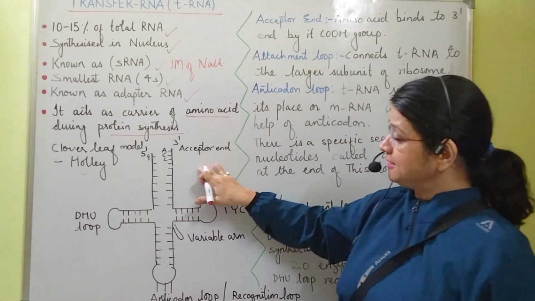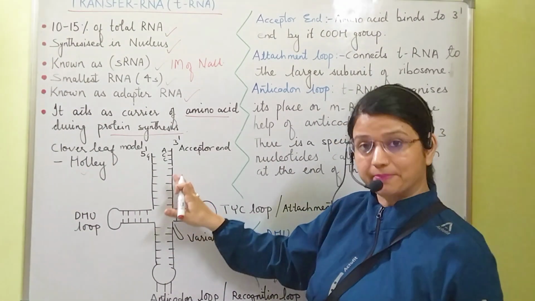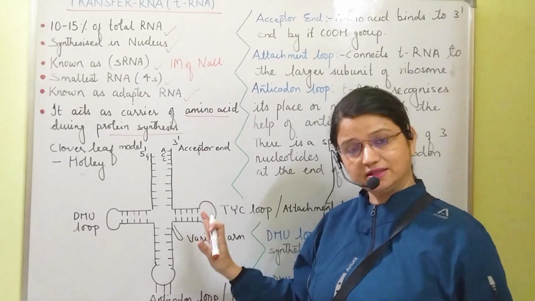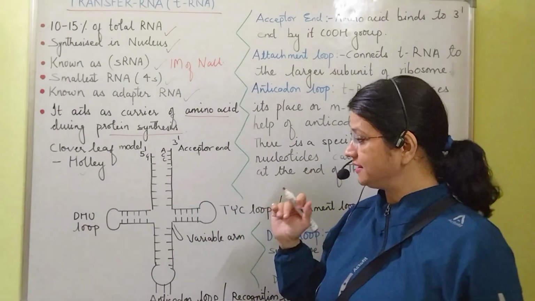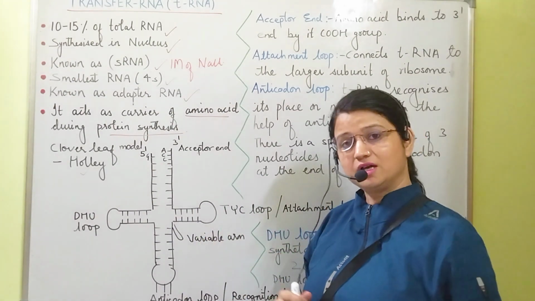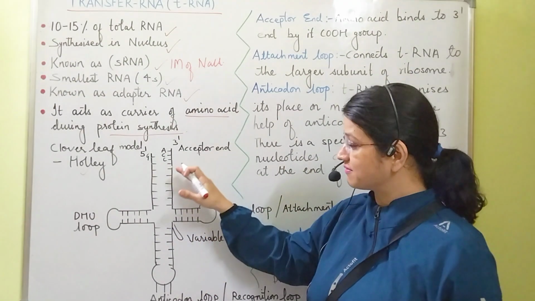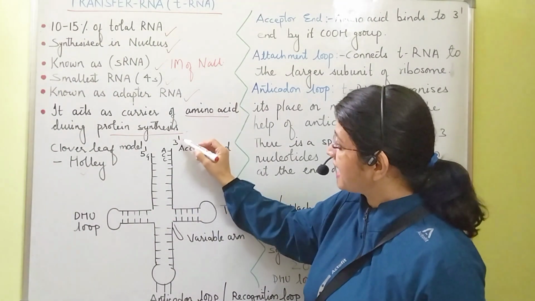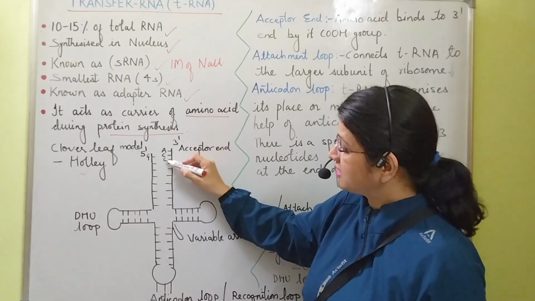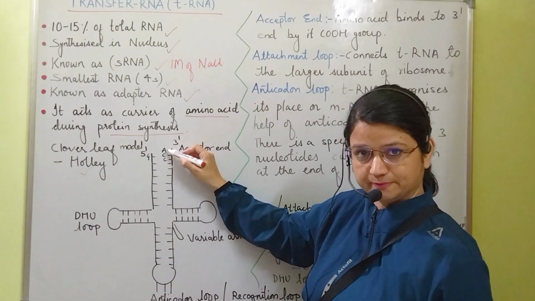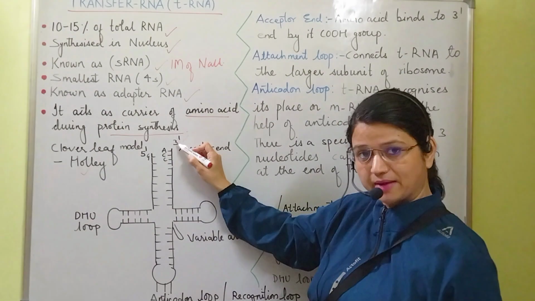Here we can see that it appears to be double-stranded, but actually it is single-stranded. Clear? So tRNA is single-stranded. Here hydrogen bonding takes place between the complementary nitrogenous bases and it looks like it is double-stranded. Here we can see at the 3' end there are the nitrogenous bases CCA. Clear? This is the 3' end.